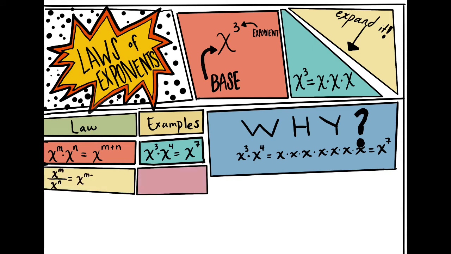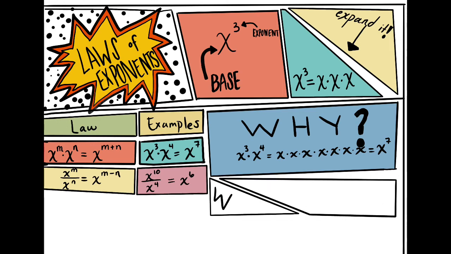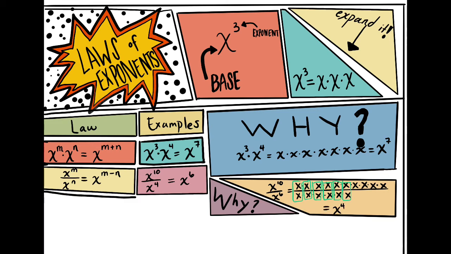So the other one is if you are dividing. If you have x to the power of m divided by x to the power of n, then you subtract those exponents. So if you have x to the power of 10 divided by x to the power of 4, 10 minus 4 is 6. Now remember that this is subtraction because you're crossing out the x's. So if you expand out all those x's and cross out the common ones, how many do you have left? 6.